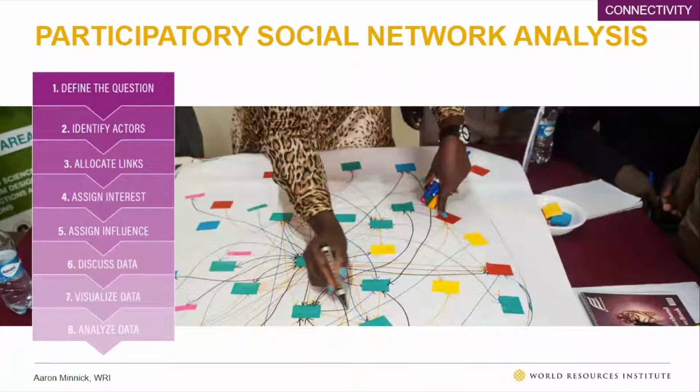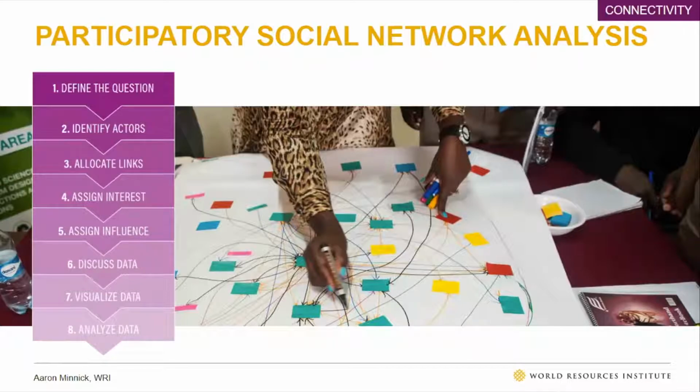So first of all, defining the question. For example, this could be who influences the seed network in Rwanda? And here we're asking who influences, because we want to get the spectrum of all the actors in the landscape. If you ask something like, who provides seeds in the network, maybe you miss some important actors that could influence change. So secondly, identifying actors and allocating their links.